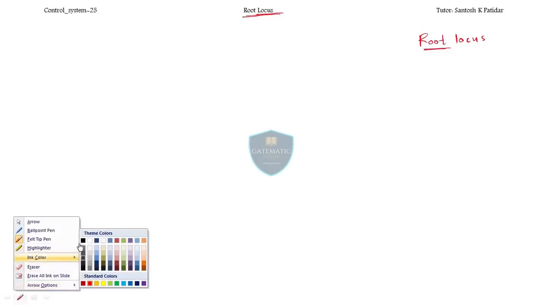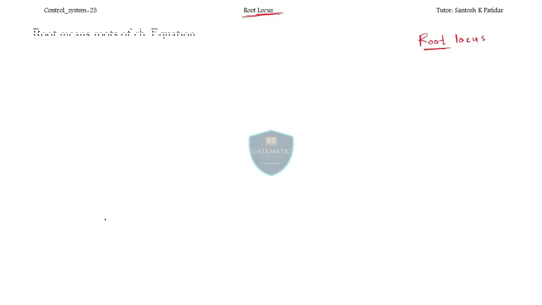Now our topic name is root locus. So what is this root and what is meant by locus? Here we go. Root means roots of the characteristic equation. The characteristic equation's roots are nothing but the closed loop poles.